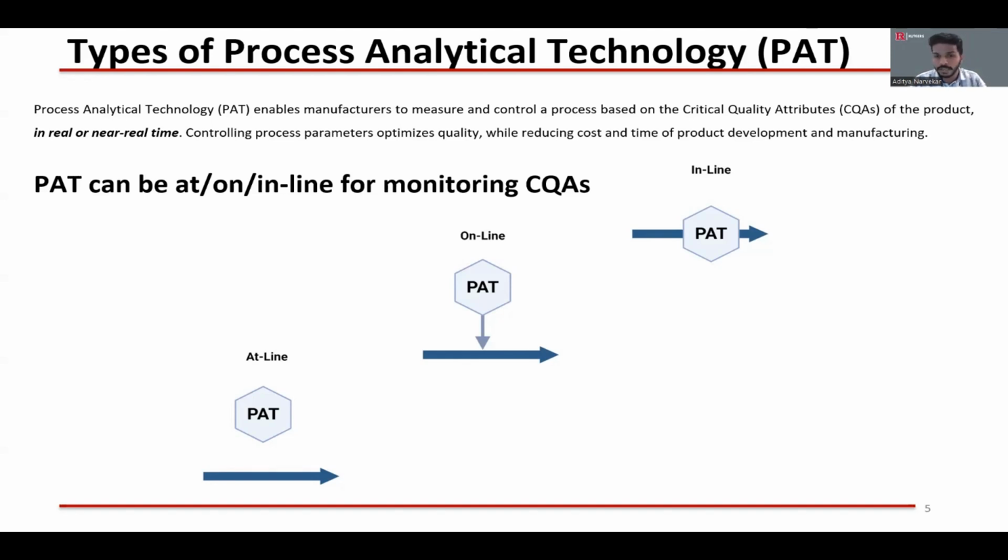Moving on to the online part. Now in the online part, you have this difference of a single arrow in the downward direction. And that arrow is nothing but a denotation of automation, which means that the sample handover from the process to the process analytical technology tool is occurring in an automated way.